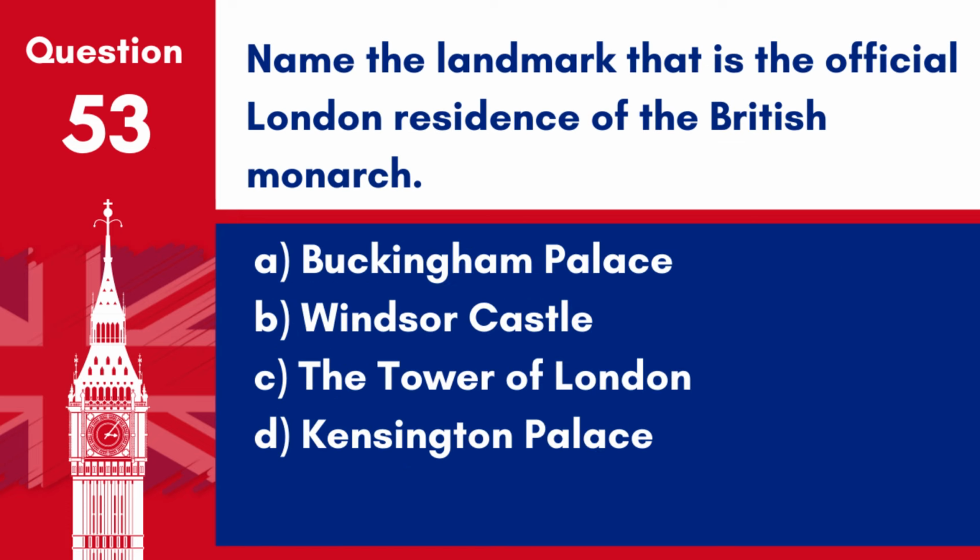Question 53. Name the landmark that is the official London residence of the British monarch. A. Buckingham Palace. B. Windsor Castle. C. The Tower of London. D. Kensington Palace. Answer. A. Buckingham Palace. Buckingham Palace is the official London residence and administrative headquarters of the British monarch.